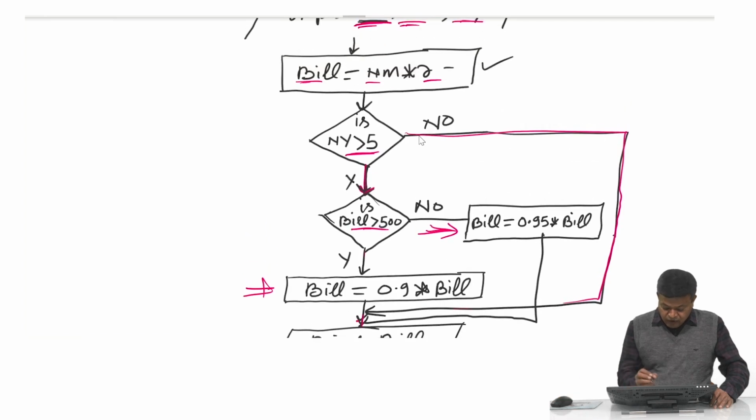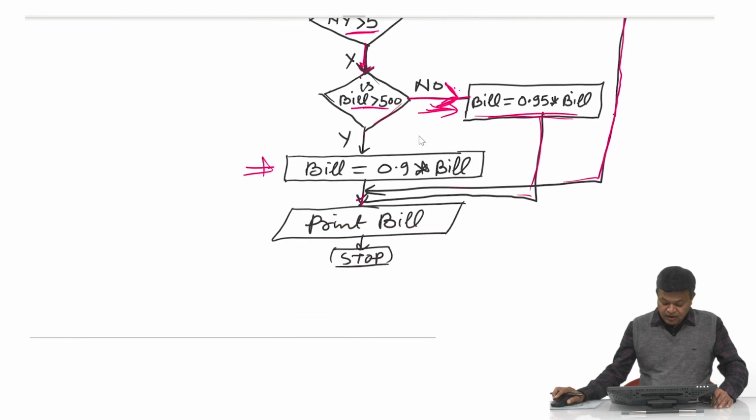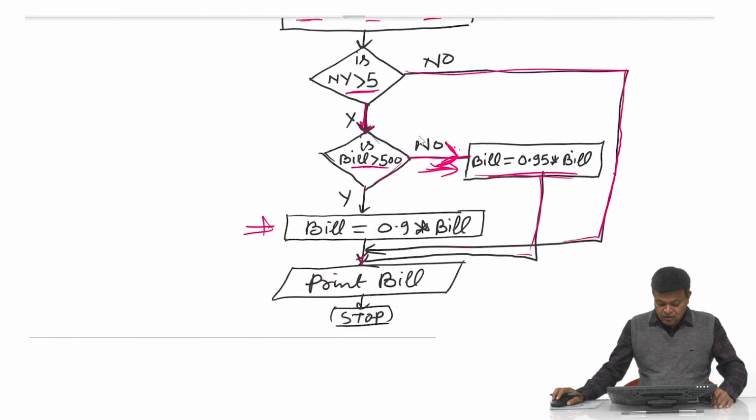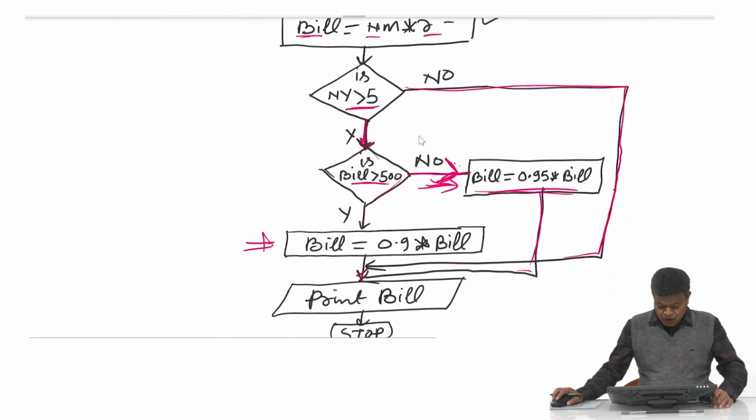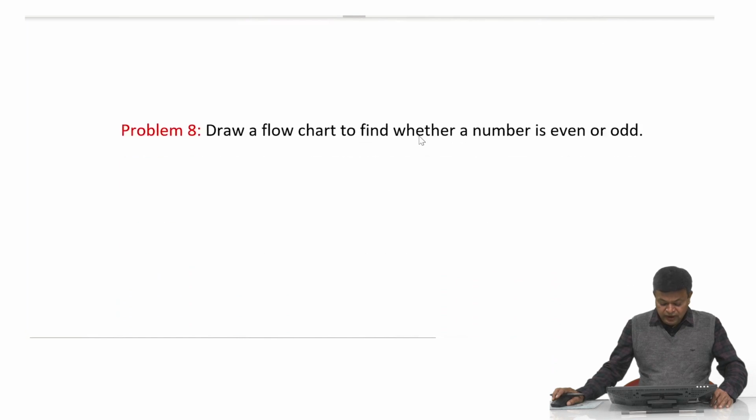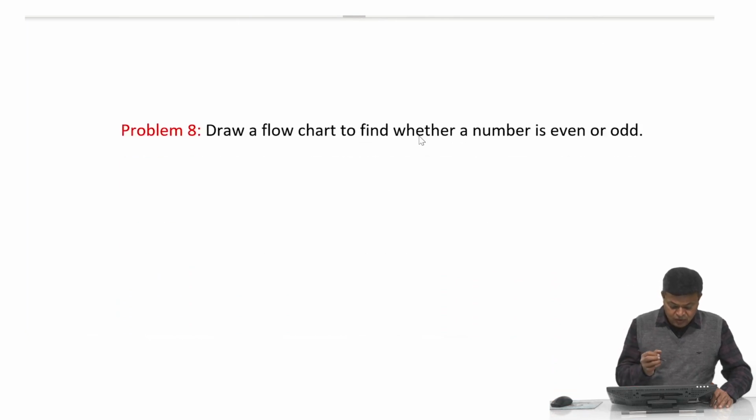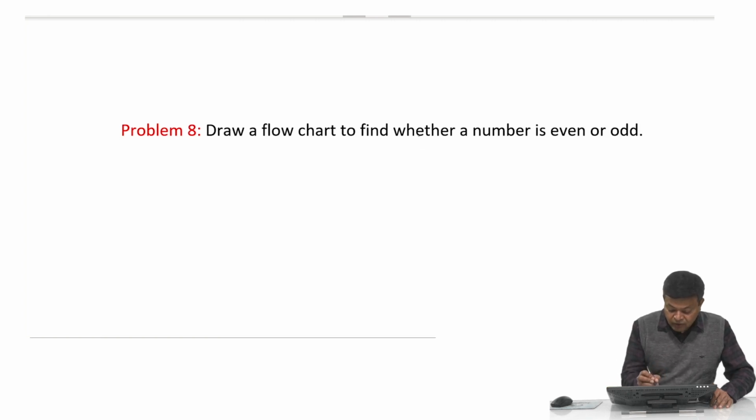If number of years is greater than 5, but bill is not greater than 500, then I come here. I give 5% discount and then that discounted bill will be printed and I will stop. So, that is how we draw the flowchart for this particular problem. Now, let us go to the next problem. Again we are going out of Bogilal problems. Draw a flowchart to find whether a number is even or odd.